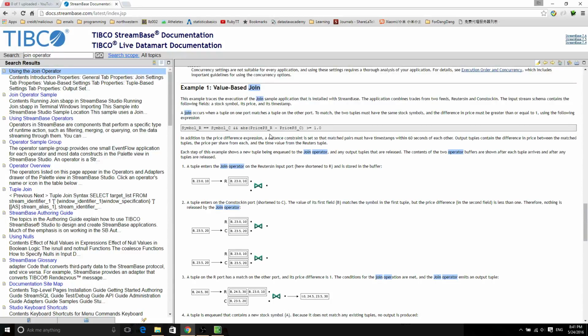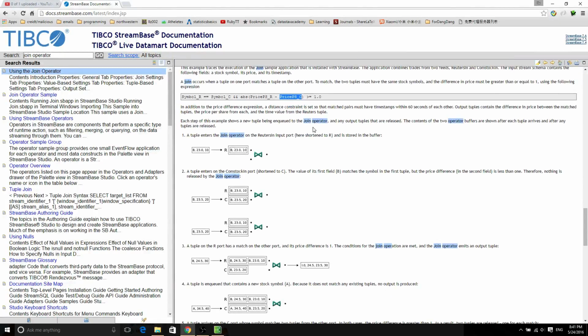The input has 3 attributes. Those are symbol R, the symbol for the first input, symbol C, the symbol for the second input, price R, the price for the first input, and price C, the price for the second input. Of course, you have a time dimension that has the ordering you can use for your join operator. This tuple is saying that as long as the symbols are the same, and the prices differ by 1.0 or more, you can join those two values. But how exactly do they join to each other?